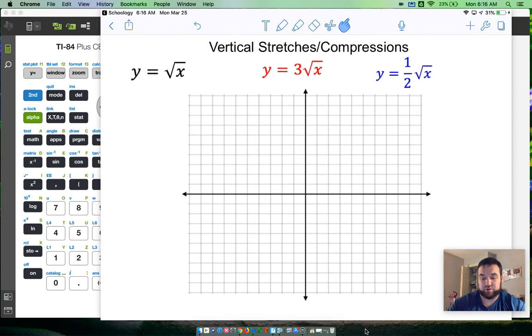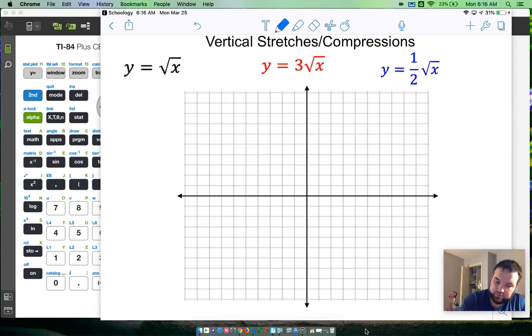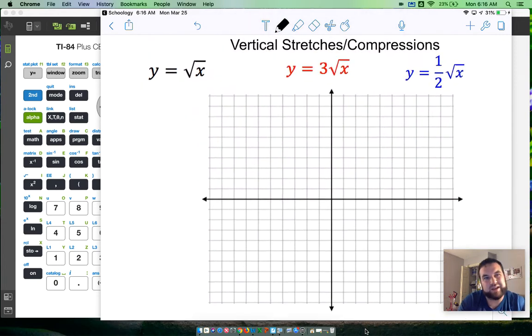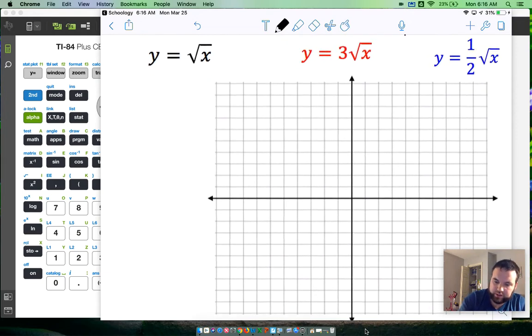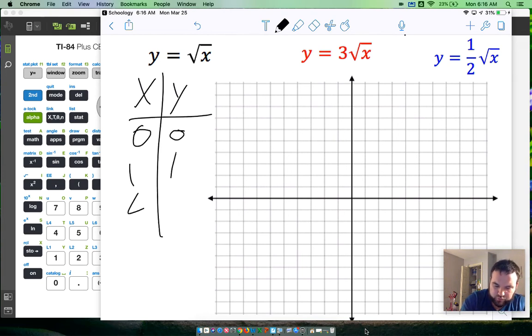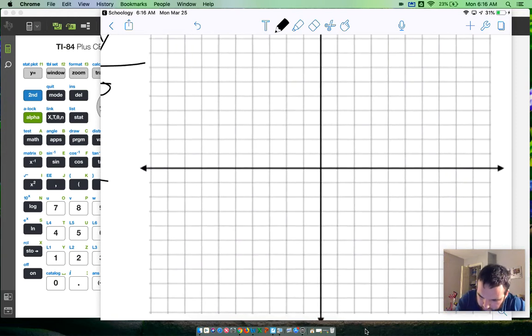Stretches and compressions. Okay. Now this is going to be, I don't want to say the trickier one, but the one that's going to be a little bit tougher to see. Again, I'm going to start with those same values, 0, 0, 1, 1, and 4, 2. Okay, so I'm going to plot the parent function real quick. 0, 0, 1, 1, and 4, 2.